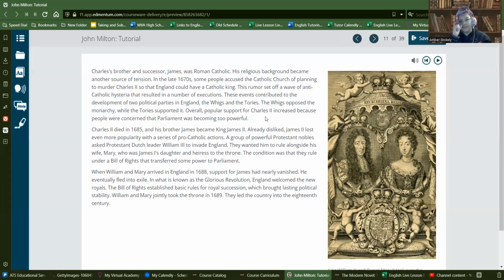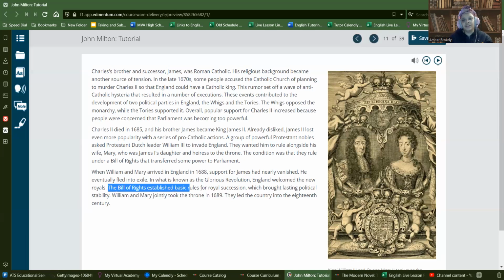Now, this is even after people thought Parliament might be becoming too powerful. They still wanted to transfer some of that power anyway. William and Mary actually agreed. And because there was no support for James on the throne, he just decided to flee and exile himself. So William and Mary arrived in 1688, and they took the throne together in 1689, and this was after the Bill of Rights was passed.